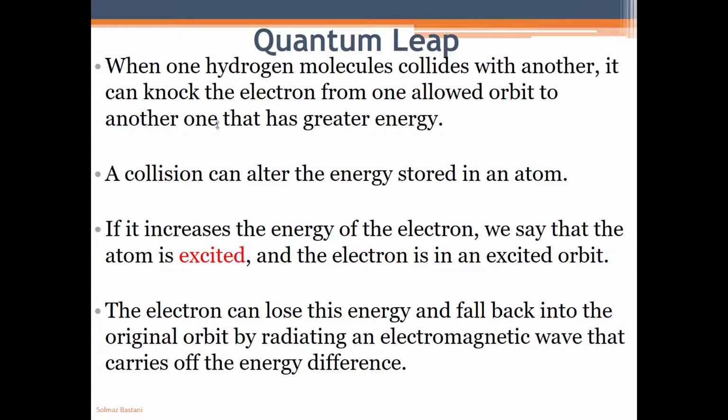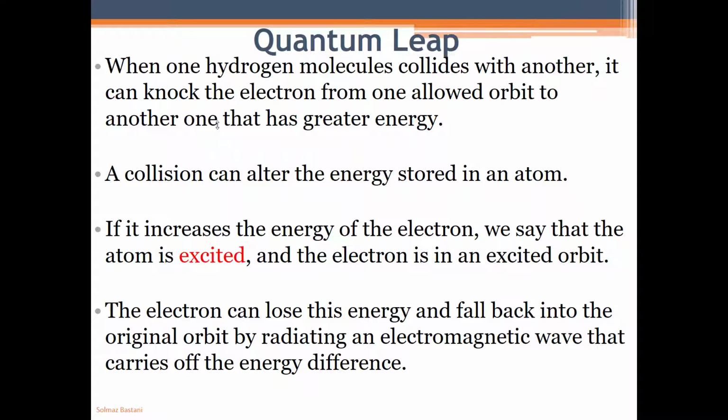Okay, let's talk about what happens in the quantum world when a hydrogen atom collides with another atom. When one hydrogen atom collides with another, it can knock the electron from one allowed orbit to another allowed orbit that has a greater energy. So this collision can alter the energy stored in an atom. But again, pay attention that it's only from one allowed energy to another allowed energy.